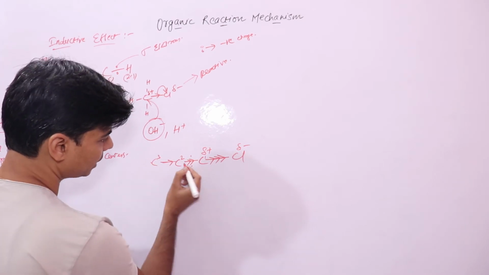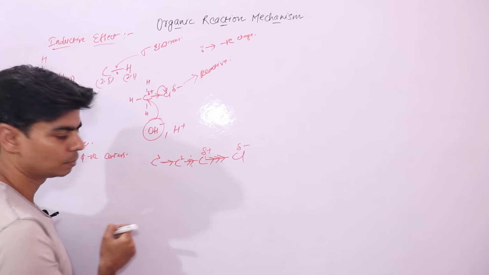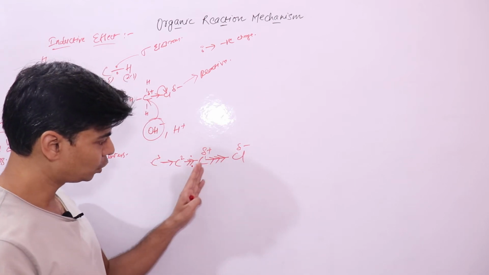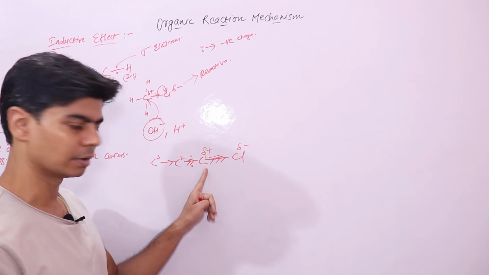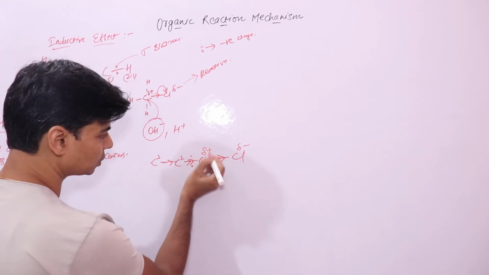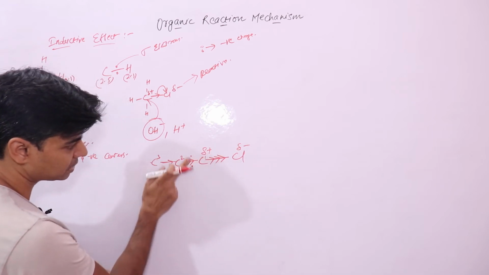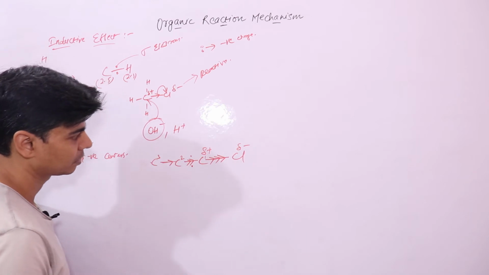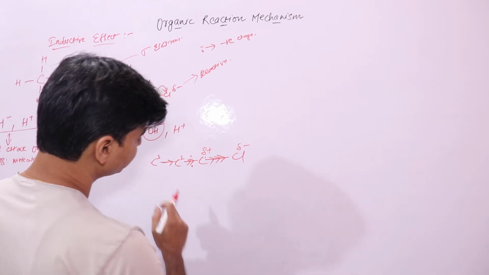Now the sigma electron between C1 and C2 would be displaced more towards carbon atom C1. Why? Because carbon has positive charge. Now this positive charge will displace the negatively charged electron towards itself.